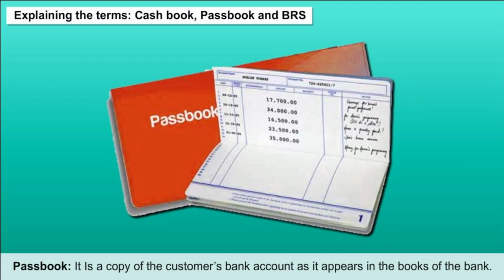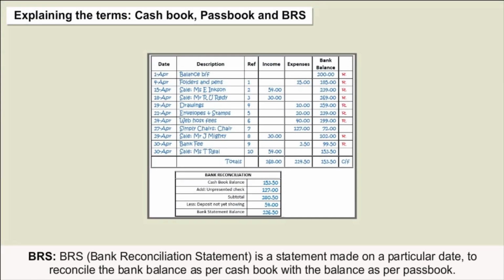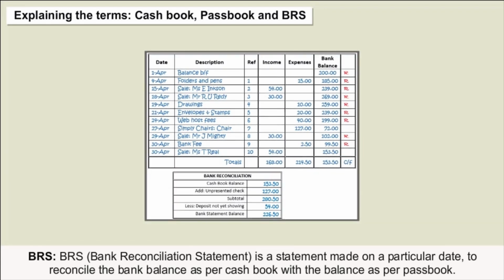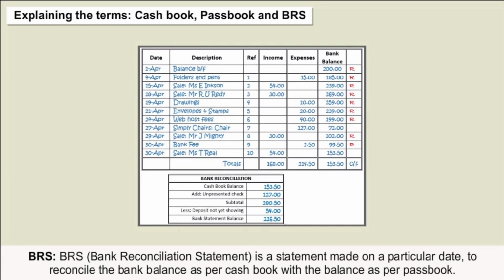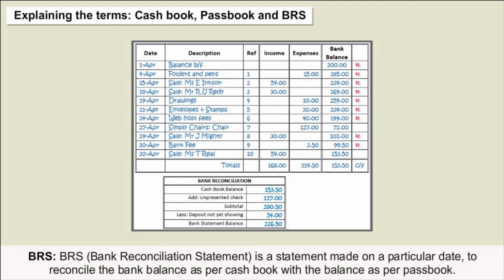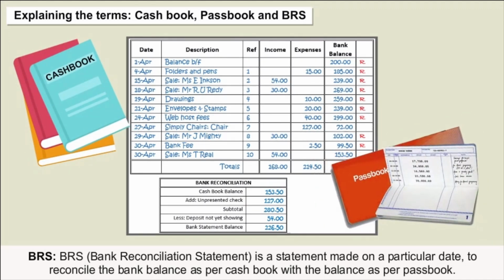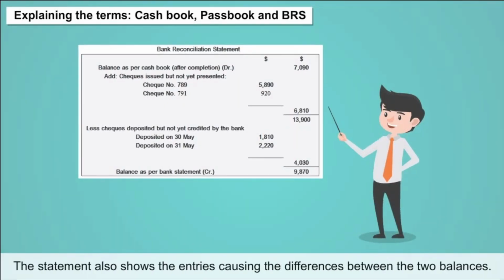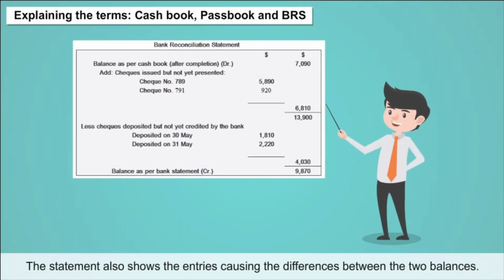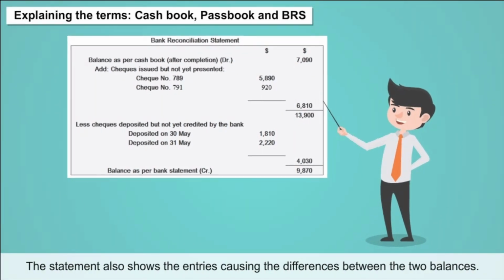Passbook. It is a copy of the customer's bank account as it appears in the books of the bank. BRS. BRS or Bank Reconciliation Statement is a statement made on a particular date to reconcile the bank balance as per cash book with the balance as per passbook. The statement also shows the entries causing the differences between the two balances.